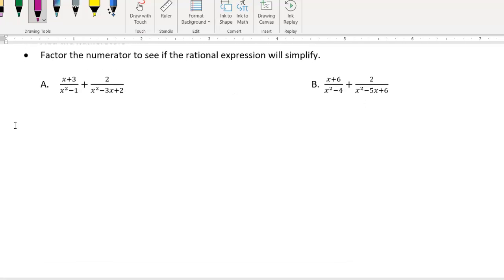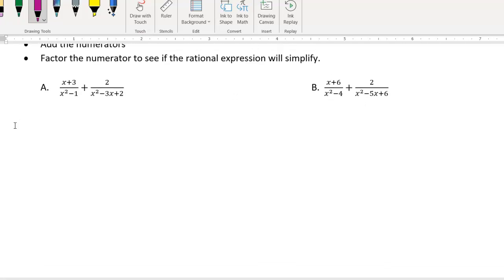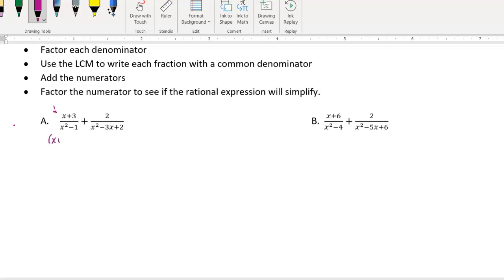So let's look at what we would do in this first one. We're going to always start by factoring. So this is a difference of squares. That factors down to be x plus 1 times x minus 1. Same thing with this other fraction. Let's factor that down.